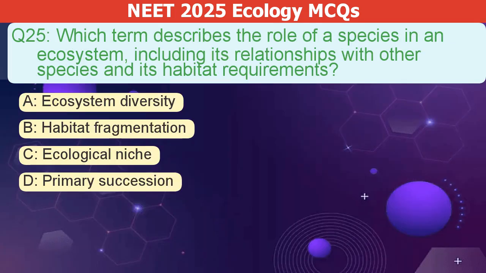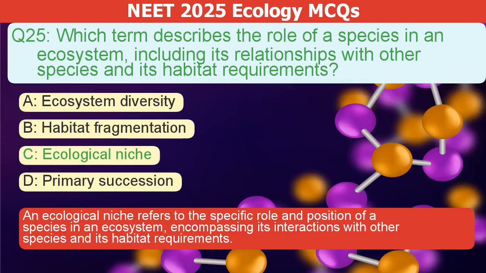Which term describes a species' role in its ecosystem, including its relationships and habitat needs? A. Ecosystem diversity. B. Habitat fragmentation. C. Ecological niche. D. Primary succession. The correct answer is C. An ecological niche refers to a species' specific role and position in its ecosystem. It includes how the species interacts with others and its habitat needs.